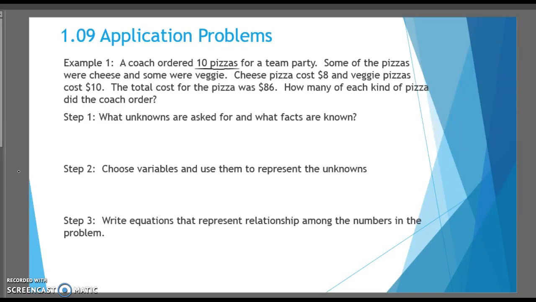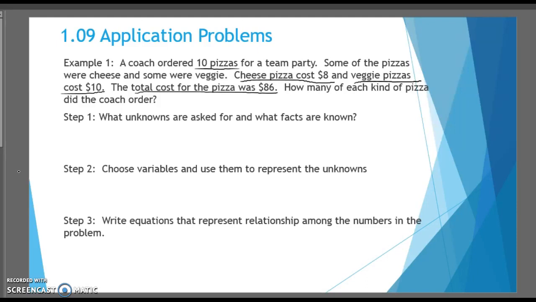Some of the pizzas were cheese and some were veggie. Cheese pizza cost $8 and veggie pizzas cost $10. That looks important. The total cost for the pizza was $86. That looks important too. How many of each kind of pizza did the coach order?